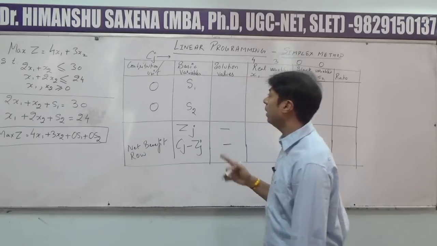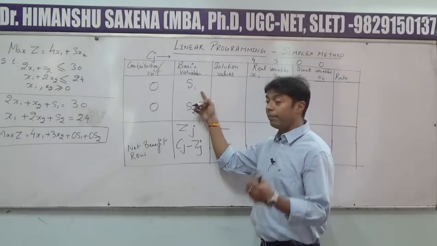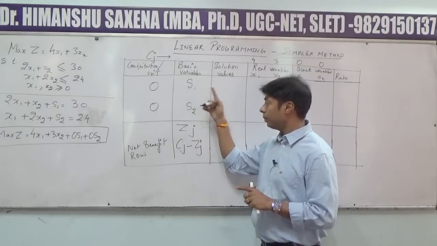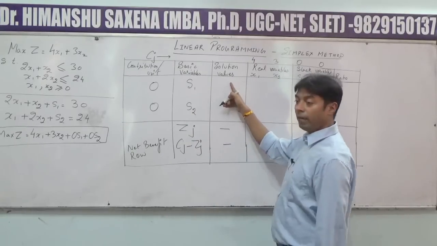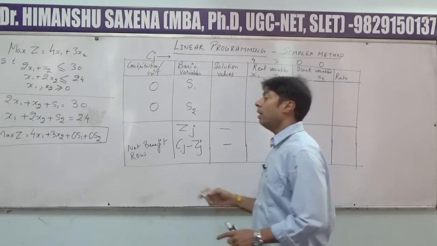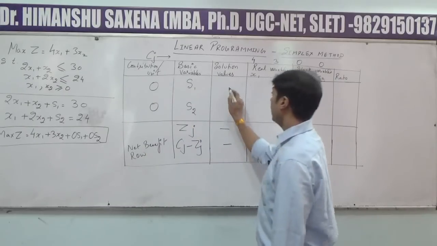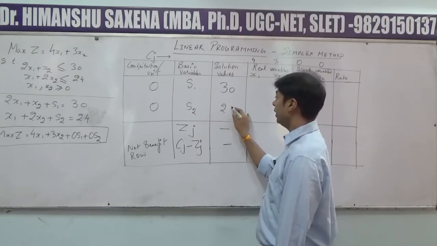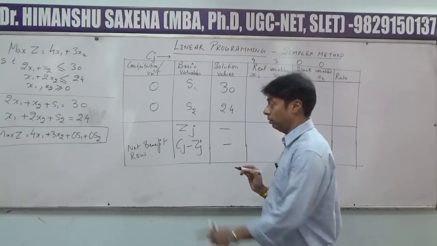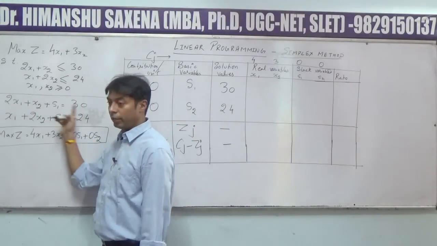So we start filling up this Simplex table by keeping slack variable s1 in the first row and slack variable s2 in the second row. Solution values represent the values on the right hand side. Please see, the right hand side values are 30 in the first equation and 24 in the second equation. Now just look at the first equation and only the first equation.